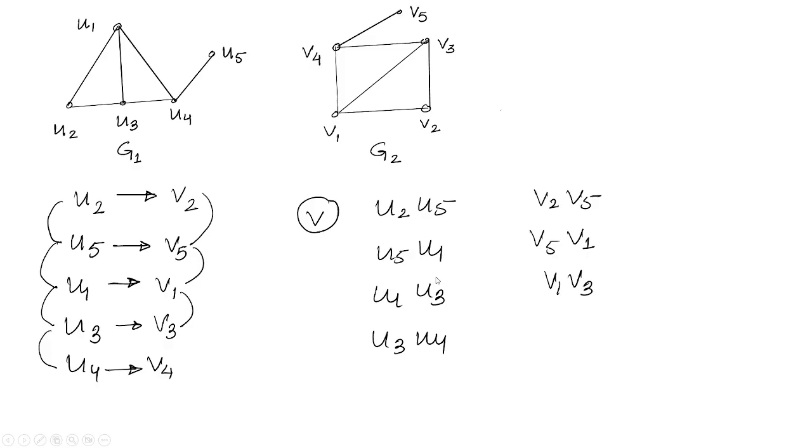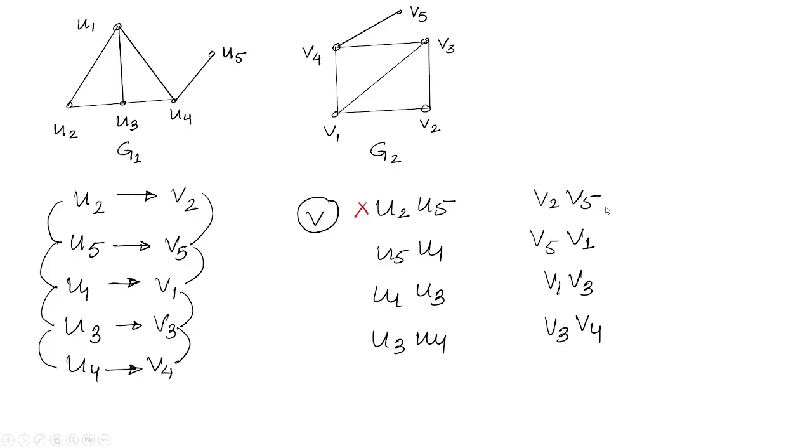Whether they exist in the graph or not doesn't matter, but we'll be making them. Now, let us check U2 and V5. Is there any edge U2 V5? This is U5 and this is U2. No edge exists, so cross it.